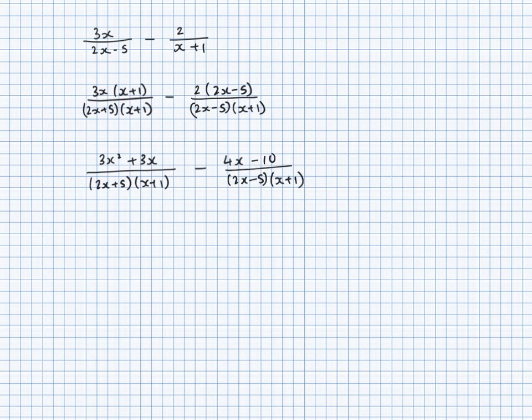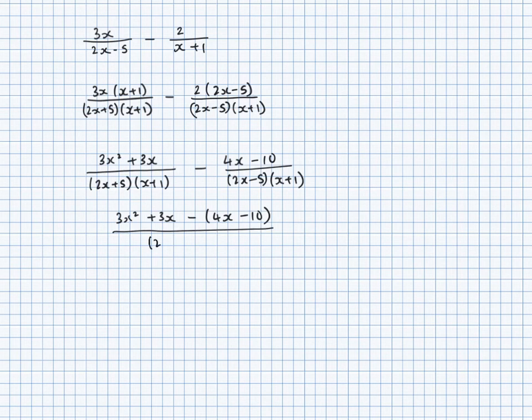Now when I combine these fractions, the denominator is the same, and I've got this numerator and I need to subtract this numerator. Now subtracting all of this numerator is where often people go wrong, and I'll show you what that looks like. So we've got 3x squared plus 3x. What I would recommend is that you write take away all of 4x take away 10 in a bracket. What that does is it tells you that you need to take away the 4x and you need to take away the negative 10, which is actually adding 10. So let's finish this one off.